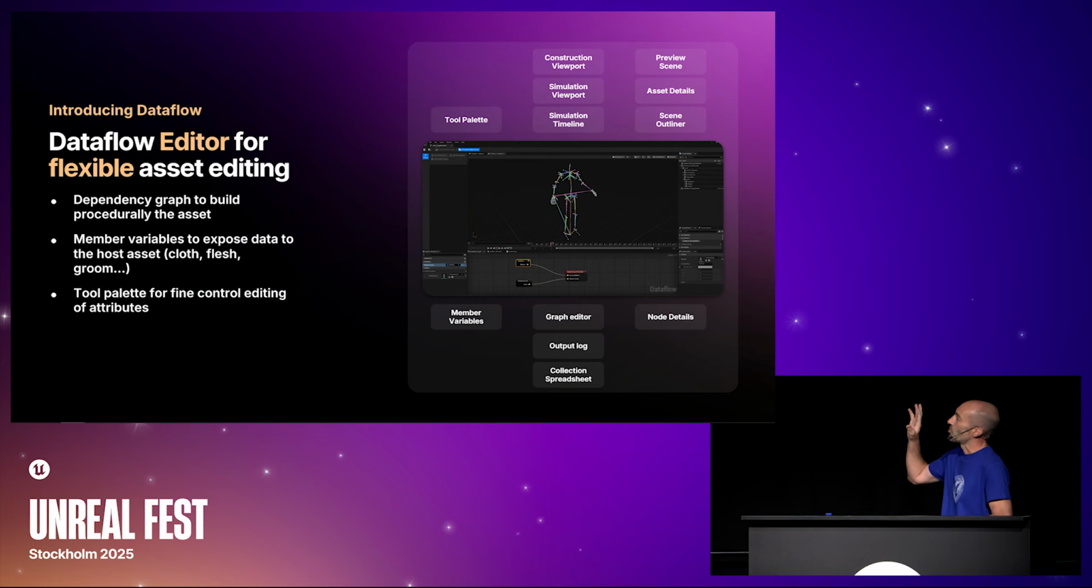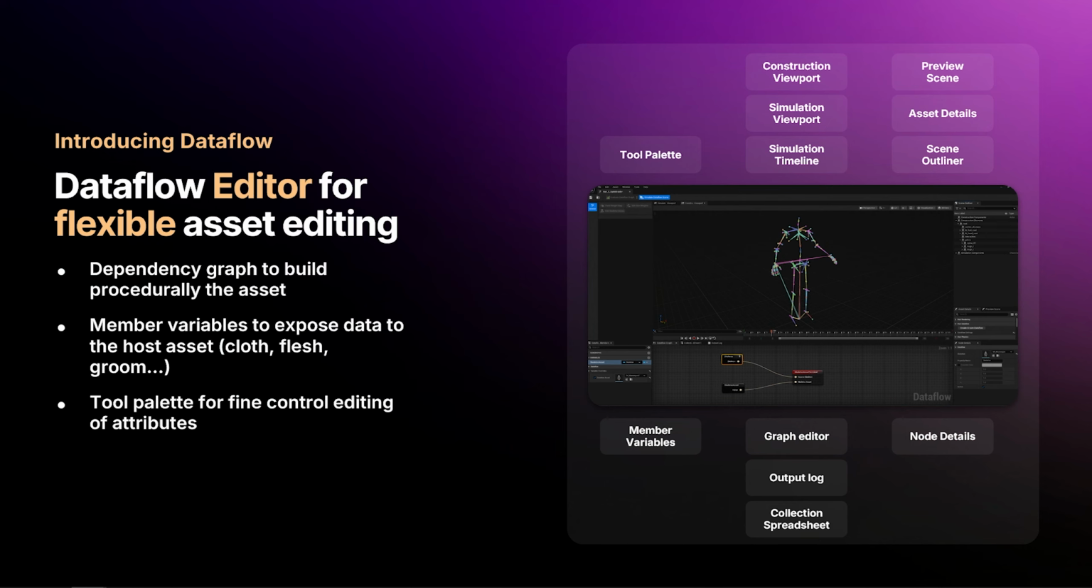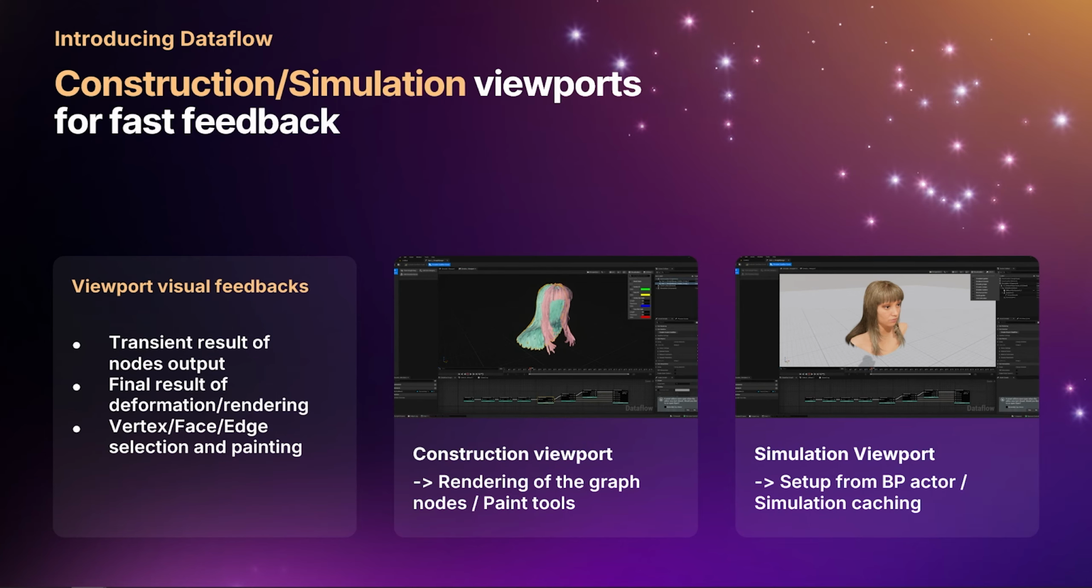On the top, you have the construction viewport, simulation timeline, the tool palette on the left, and you have the preview scene, asset details, and scene outliner on the right. I'm going now to focus maybe on some of them because they are a bit different to what you're used to. But for most of them, it's quite standard for Unreal. For the construction and simulation viewport, their goal is just to give you instant feedback of what's going on.